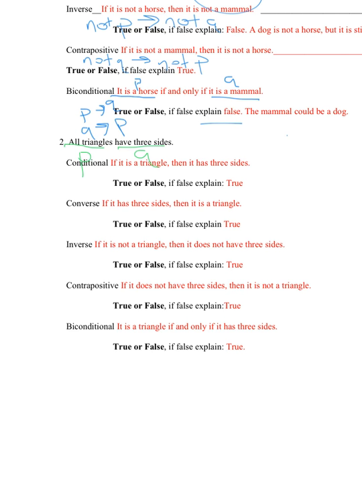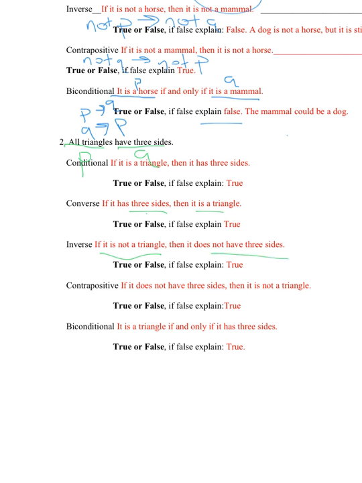So if it is a triangle, then it has three sides. And all these are true, by the way, because if you have a triangle, it has three sides. There's no ifs, ands, or buts either way. Converse, flip it: if it has three sides, then it is a triangle. Inverse, negative: if it is not a triangle, then it does not have three sides.